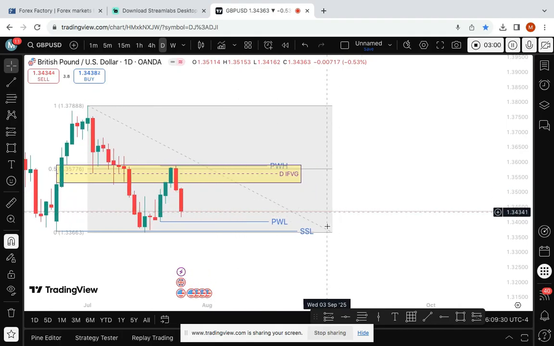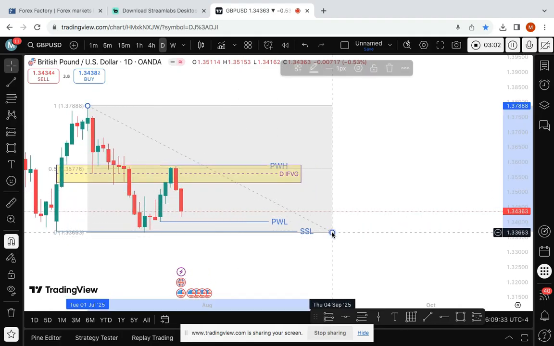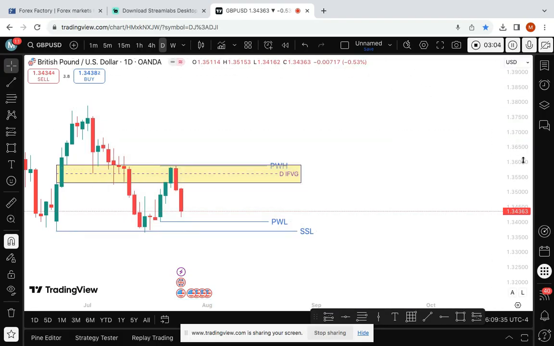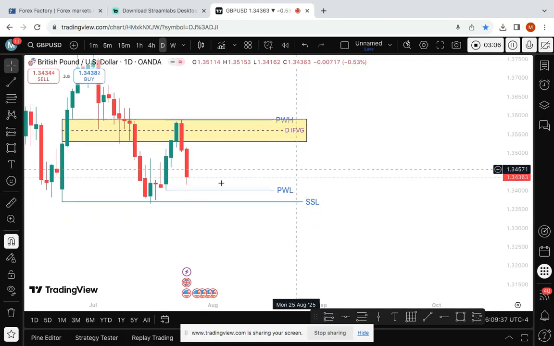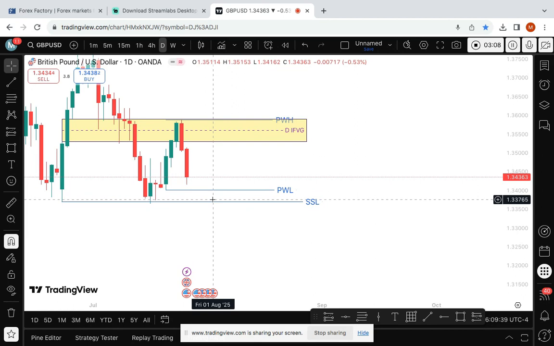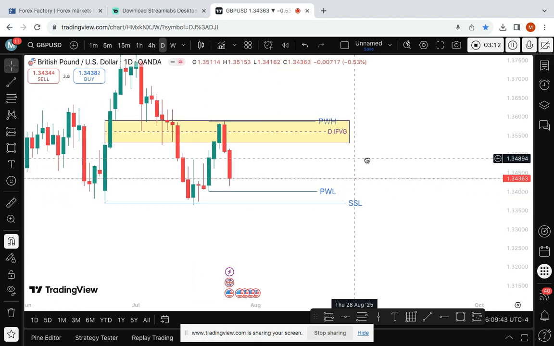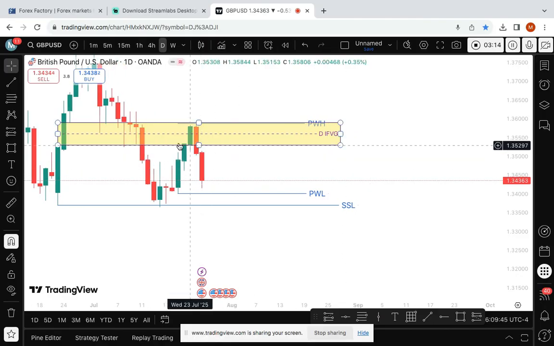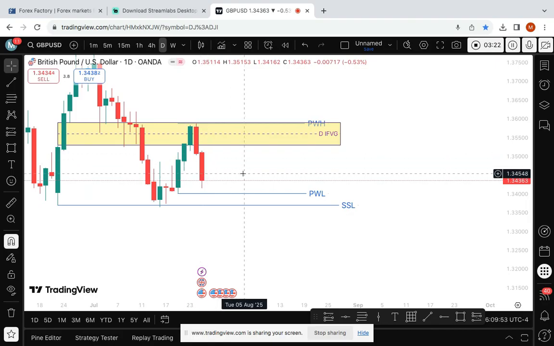If we look at this, we are having a very strong reaction from that area. So we are still targeting this sell side liquidity over here, maybe the previous week low and even the sell side liquidity that was here. You see, the body tells the story and the candle closed bearish, so we still expect bearish momentum on GBPUSD on Monday.